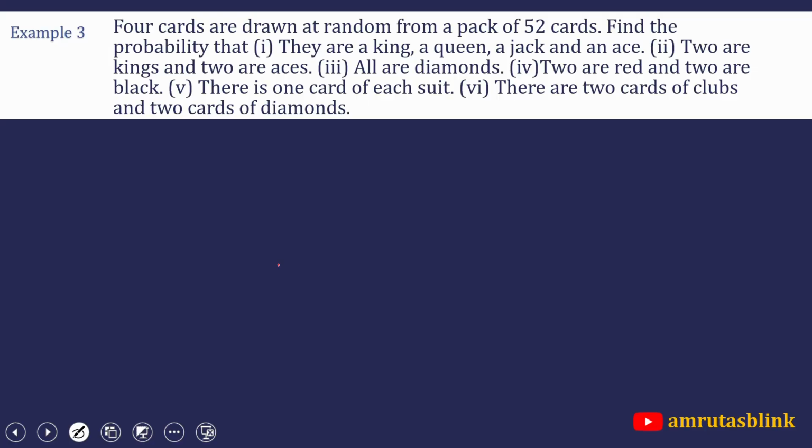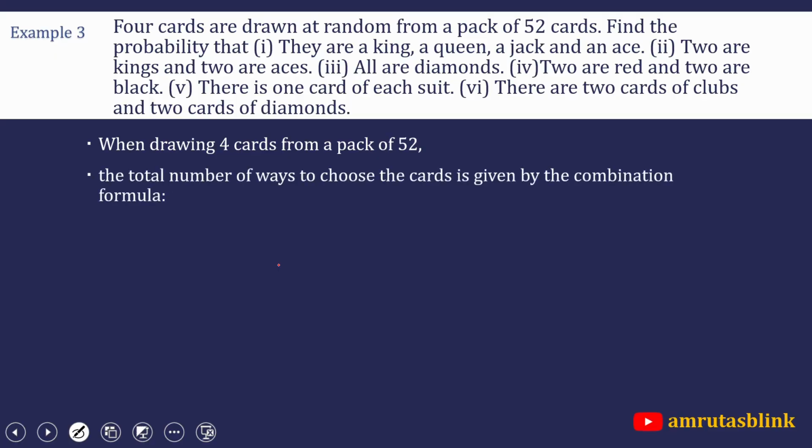Now, let's try to understand the given scenario. Let's say you have a pack of cards. Now, we are aware that a pack of cards has 52 cards. And from these 52 cards, we need to select or choose any 4 cards. So, first of all, we will define a sample space. Whenever we draw 4 cards from a pack of 52 cards, how many total ways are there by which we can choose these 4 cards?